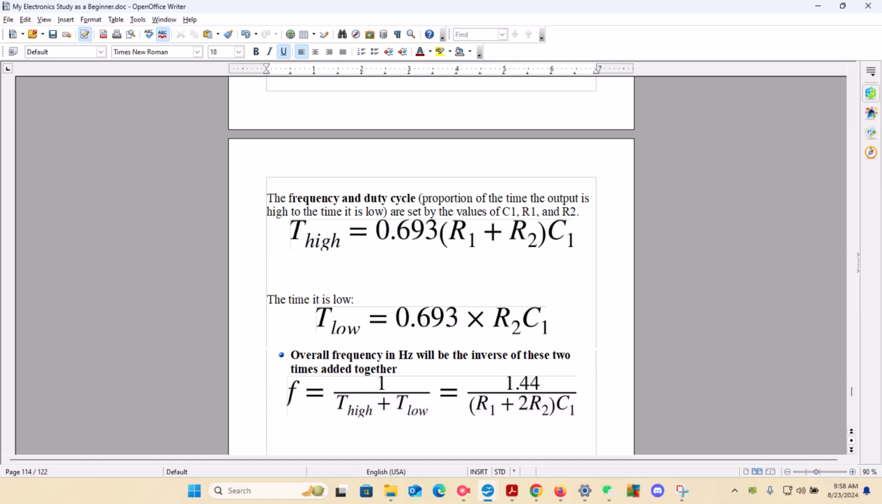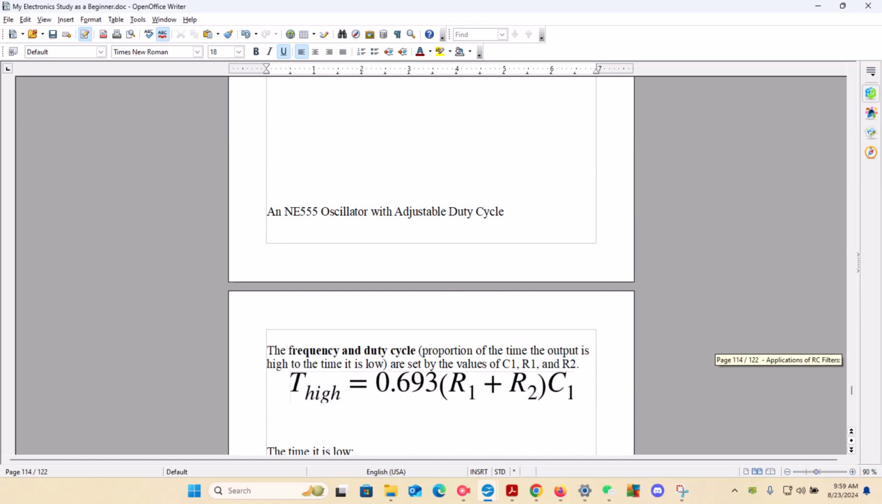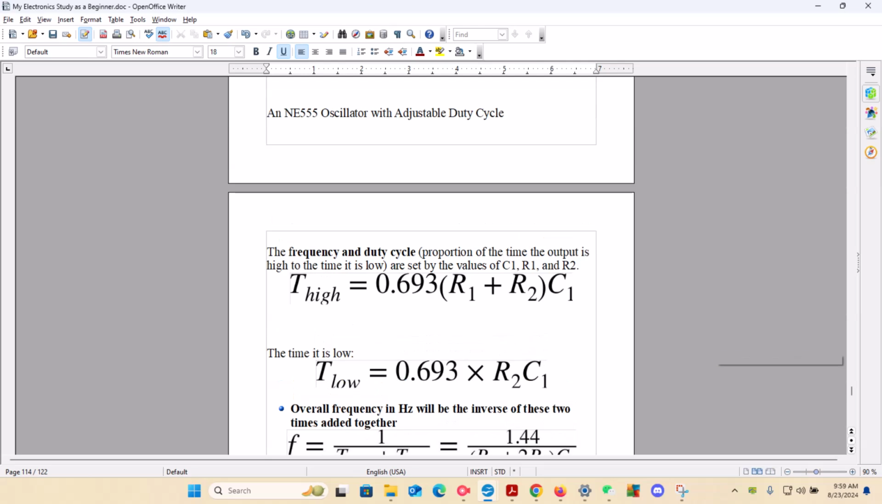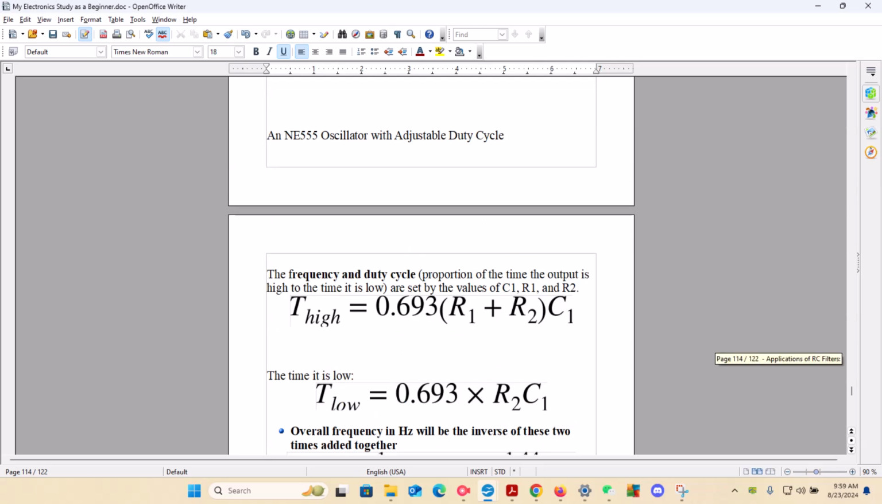For both of them, it's 0.693 times R1 plus R2 times capacitor 1 for high. For low, it's 0.693 times, not resistor 1, but resistor 2 times C1. And also remember our frequency. Frequency equals 1 over time high plus time low. We need to know whatever time high and time low are. All we really do is plug in whatever the numbers are, whatever is given as a variable.